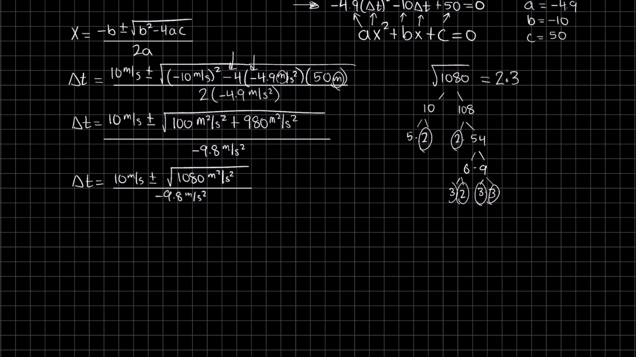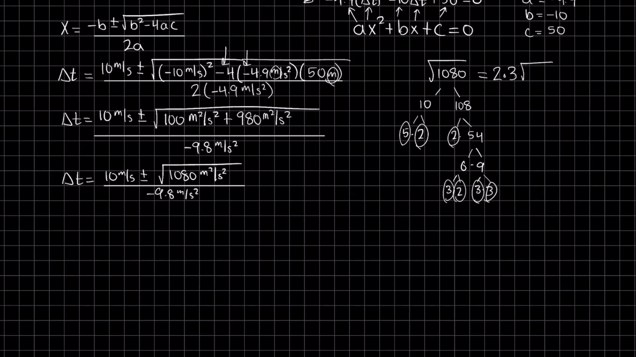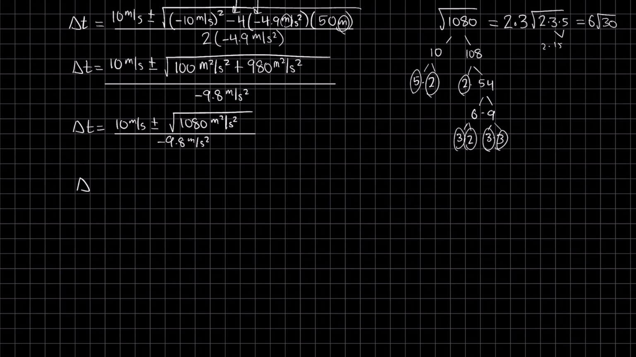Now I have 2, 3, and 5. Those do not have a pair, so therefore they belong back inside the radical. 2 times 3 times 5. So the square root of 1080 can also be rewritten as 2 times 3 on the outside is 6, 5 times 3 is 15, times 2 is 30, 6 square root of 30. So that's how I'm going to simplify the square root of 1080. So in my equation, my delta t becomes 10 meters per second plus or minus 6 square root of 30.